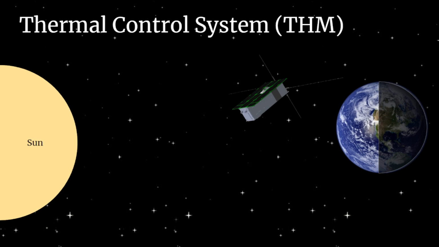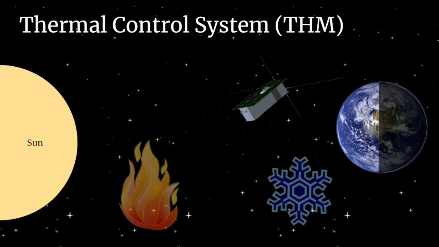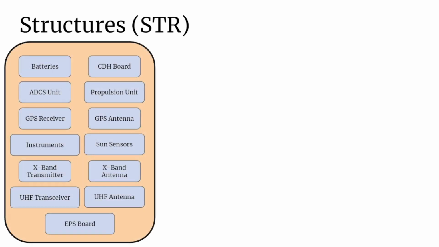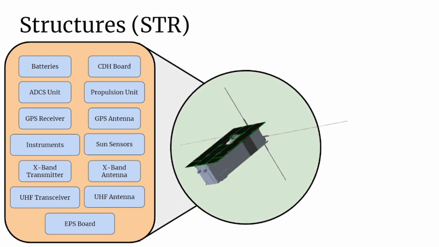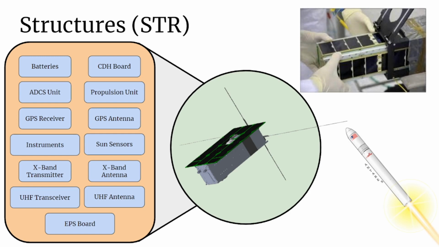Satellites often experience extreme temperature variations throughout their lifetimes. To ensure that the onboard components do not become too hot or too cold, the thermal control system uses a mixture of passive cooling and active heating to regulate the spacecraft temperature. The structures team is tasked with designing the satellite bus and integrating all the flight hardware into and onto the satellite as a single unit. The satellite is designed by the team such that it can fit into a CubeSat deployer and meet the mass requirements for launch.